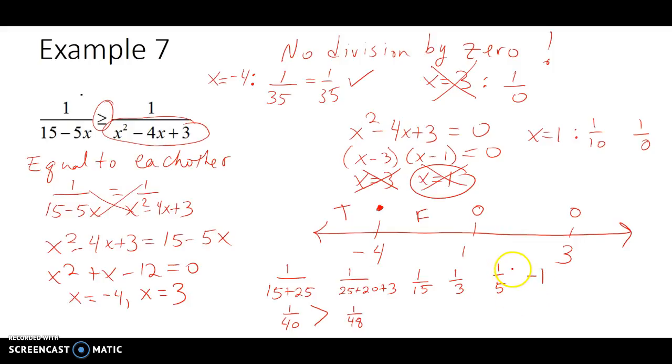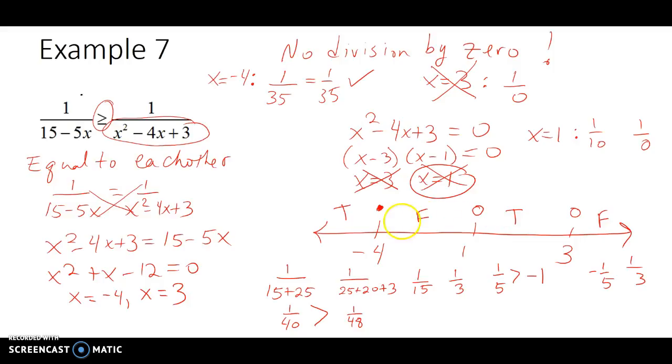1/5 is greater than -1, so that's true. Now I'm going to test a value greater than 3, such as 4. So I'd end up with -1/5 on the left, and on the right, if I plug in 4, I'd get 1/3. -1/5 is not greater than 1/3, so this is false.